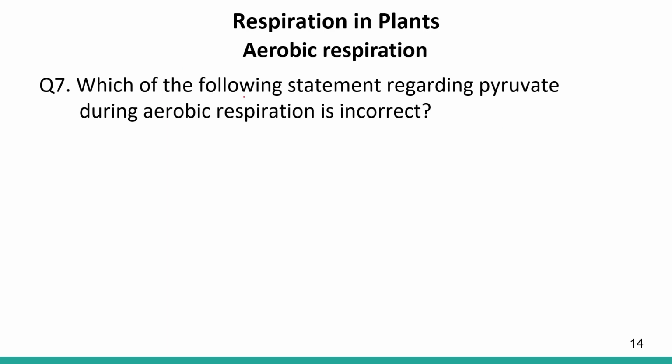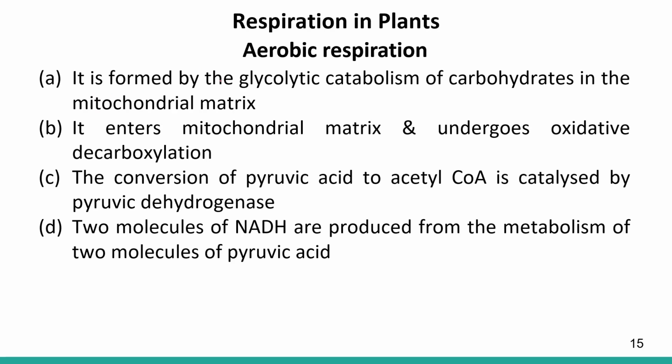Now let's talk about the next question. Which of the following statements regarding pyruvate during aerobic respiration is incorrect? The options are: it is formed by the glycolytic catabolism of carbohydrate in the mitochondrial matrix. We know that glycolysis, which involves breakdown of glucose into two molecules of pyruvic acid, takes place in the cytosol or the cytoplasm. But here they are saying in the mitochondrial matrix. So this is incorrect, and we have to find the incorrect statement. So our answer should be this one.